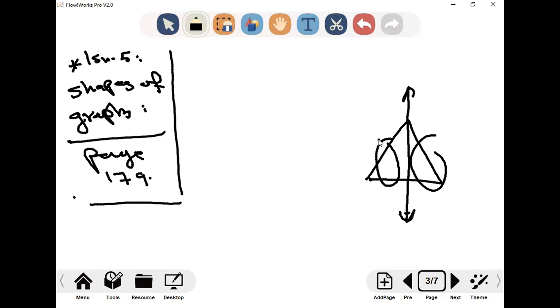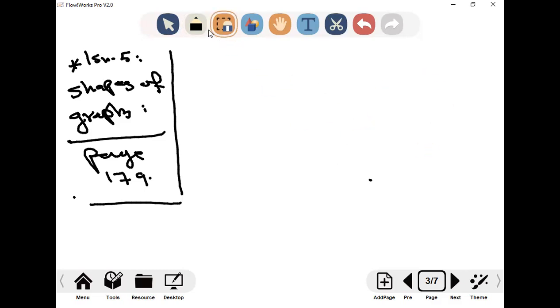How do we find it in the graph? Some graphs have a line of symmetry. Some have no line of symmetry. Okay? So let's take a look at page 179. See it? I will graph the two graphs on the board and show how we find the line of symmetry.